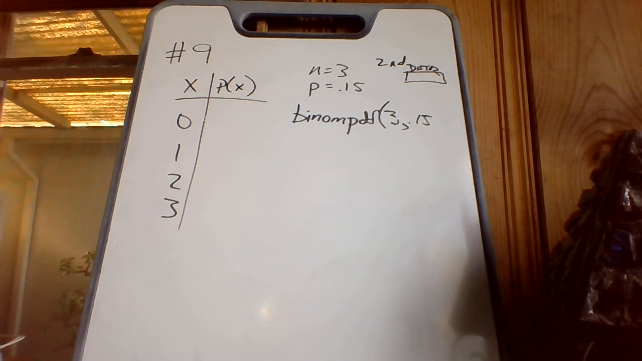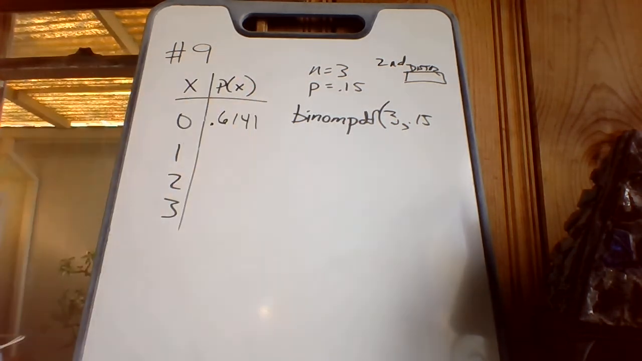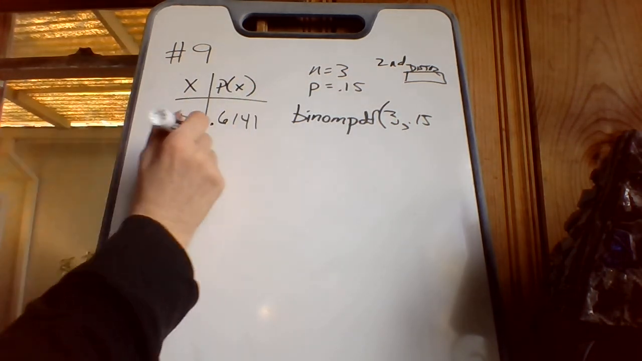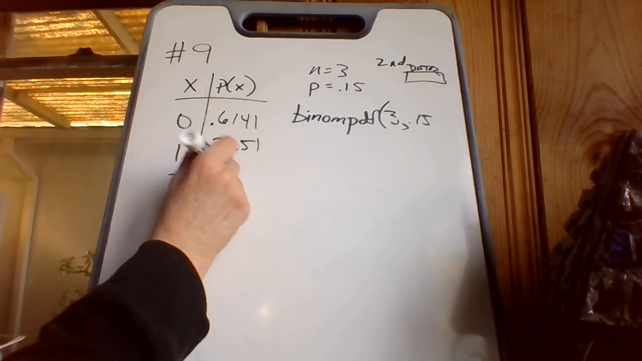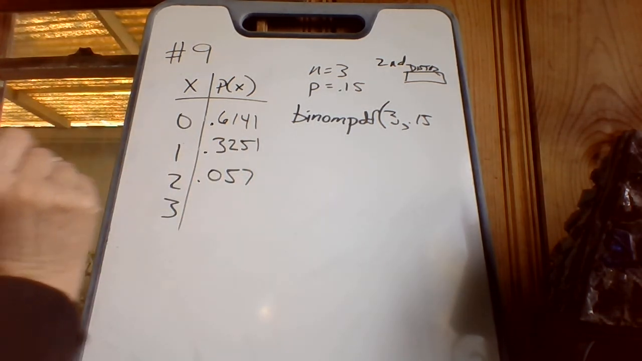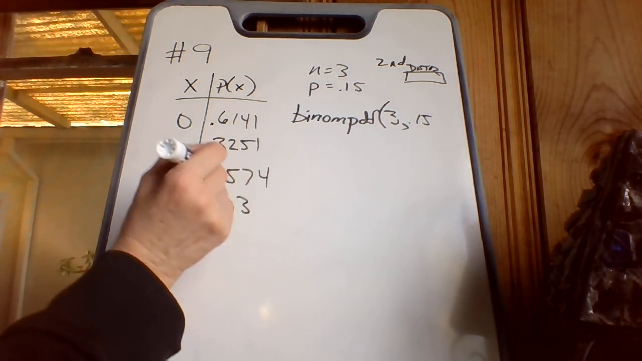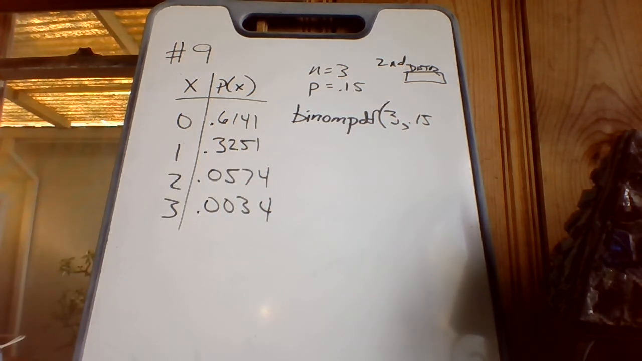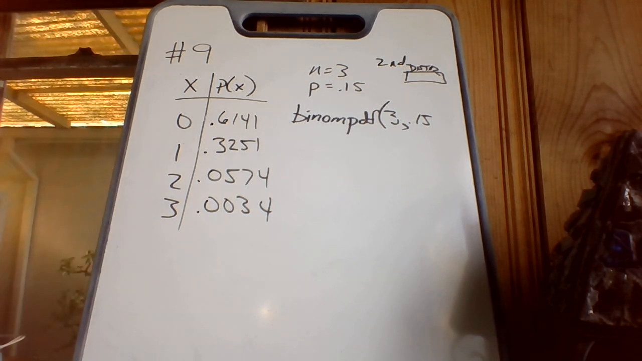All right, 0.614125. 0.6141. And then 0.325125, and then 0.057, I'm going to round that up, and then 0.003, I'm going to round that up, 4. Okay. So I've just answered question A, question B, question C, and question D.